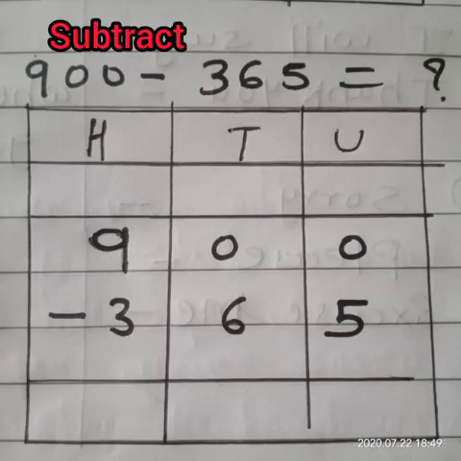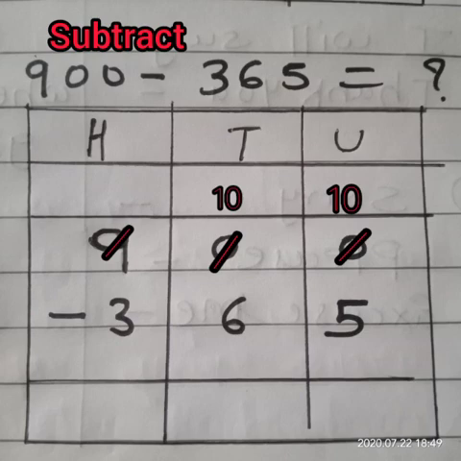Now the second subtraction is 900 minus 365. Here 5 units cannot be subtracted from 0 units. So we need to untie a 10. But there is nothing in the 10 place either. So we untie 100 and obtain 10 tens. Then we untie one of these tens and obtain 10 units. From this we subtract 5 units. 5 units remain. We write this in the answer.